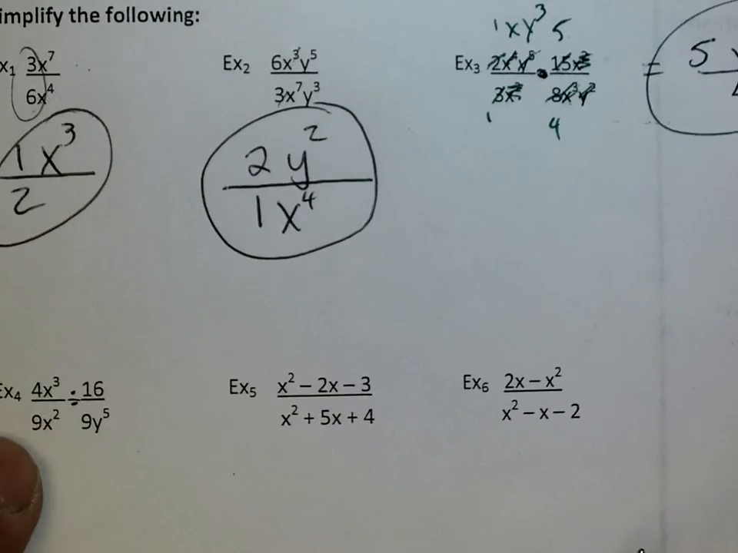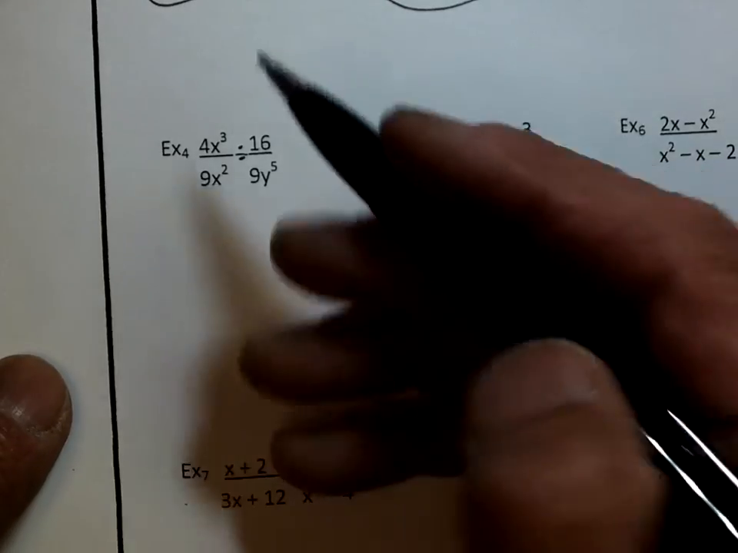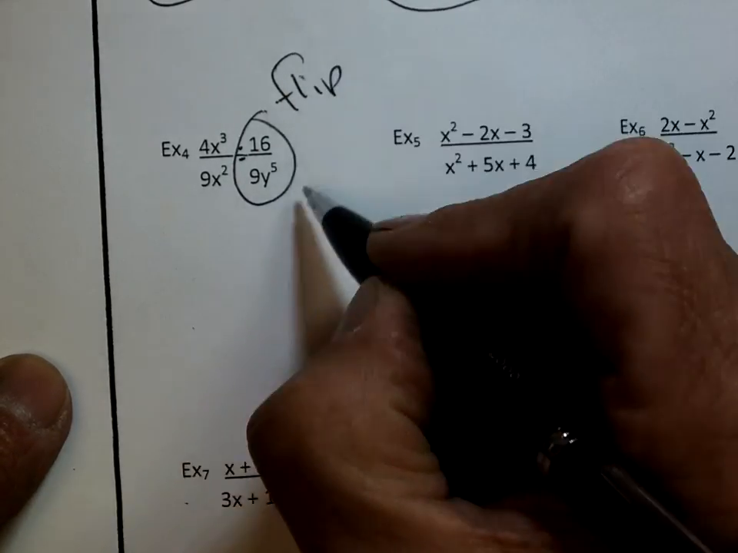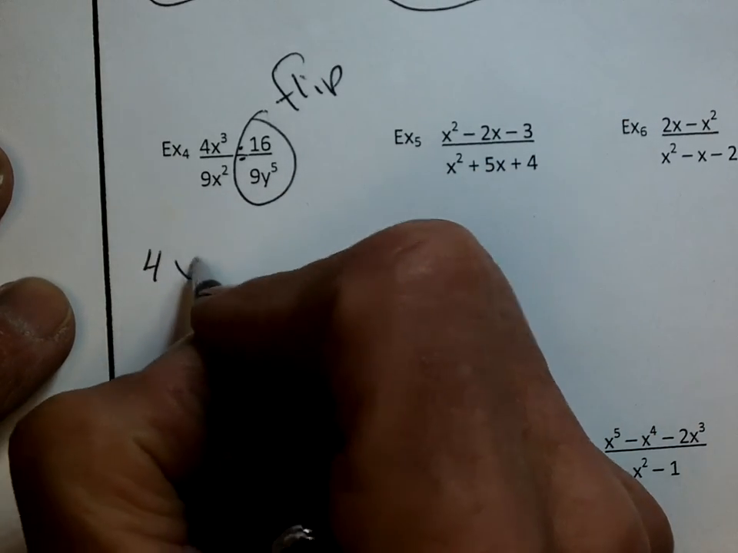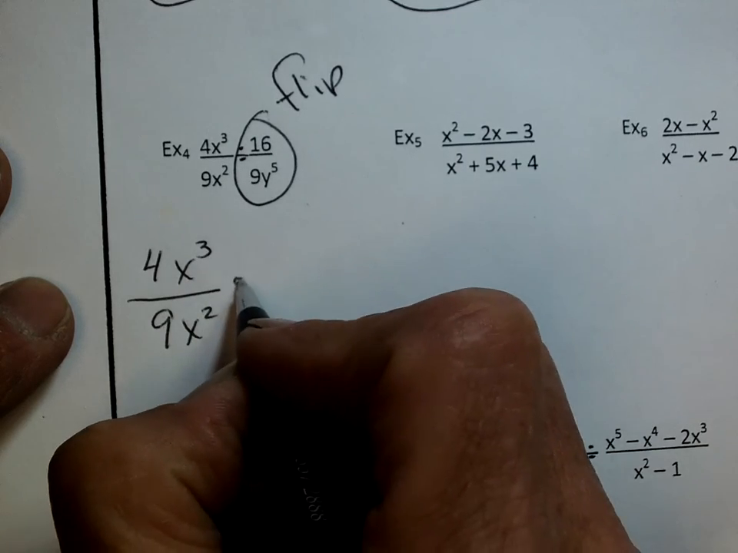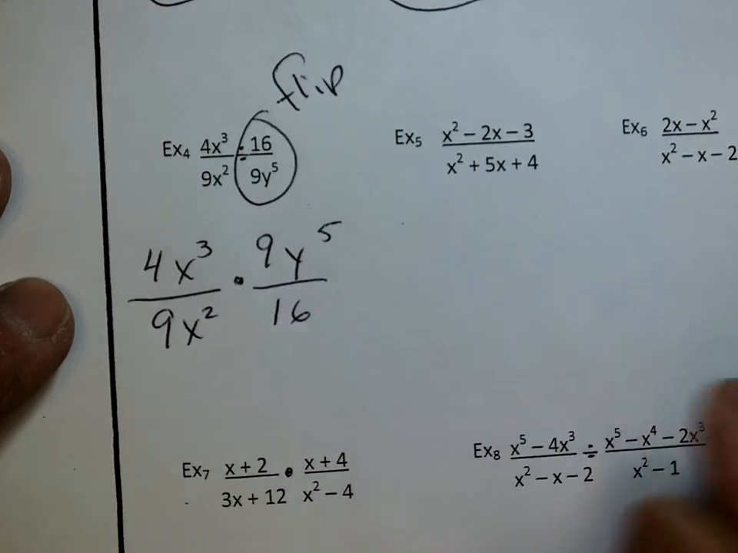Okay, let me do another one. So number 4 really is the same stuff except it's divide, so we have to flip the second fraction first. So I'm going to have a 4x cubed over 9y squared times 9y to the 5th over 16.